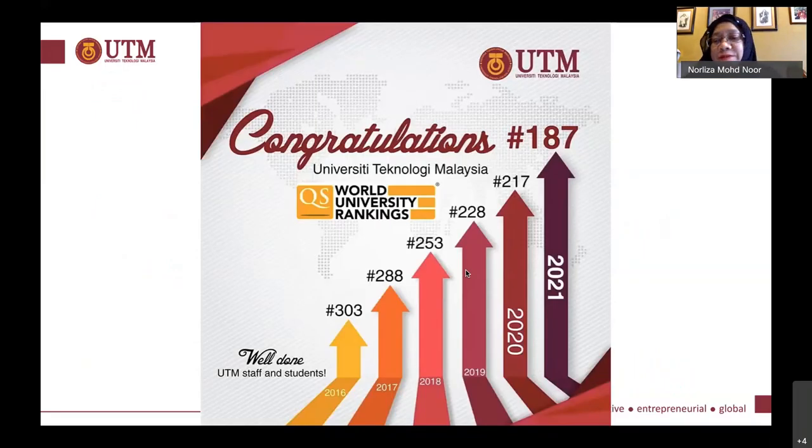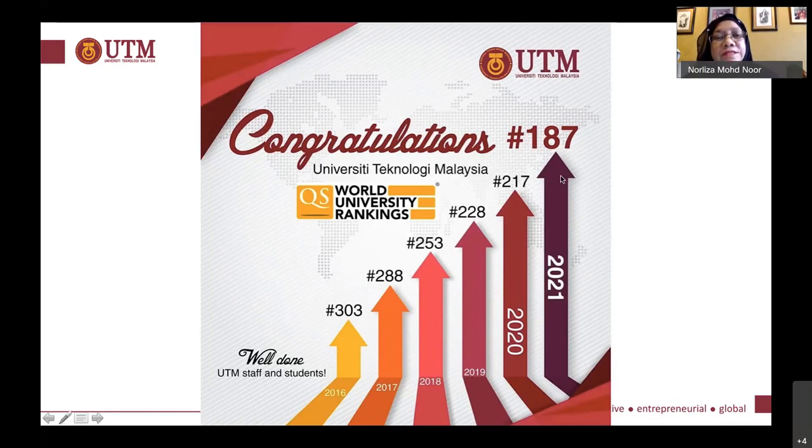Before starting, I would like to introduce University of Technology in Malaysia. We are one of the top 5 universities in Malaysia, and currently in the world ranking, we are in the 187th spot for 2021. We have been climbing the ladder since 2016, coming up from 303. Now we are in the top 200 for the world university ranking.